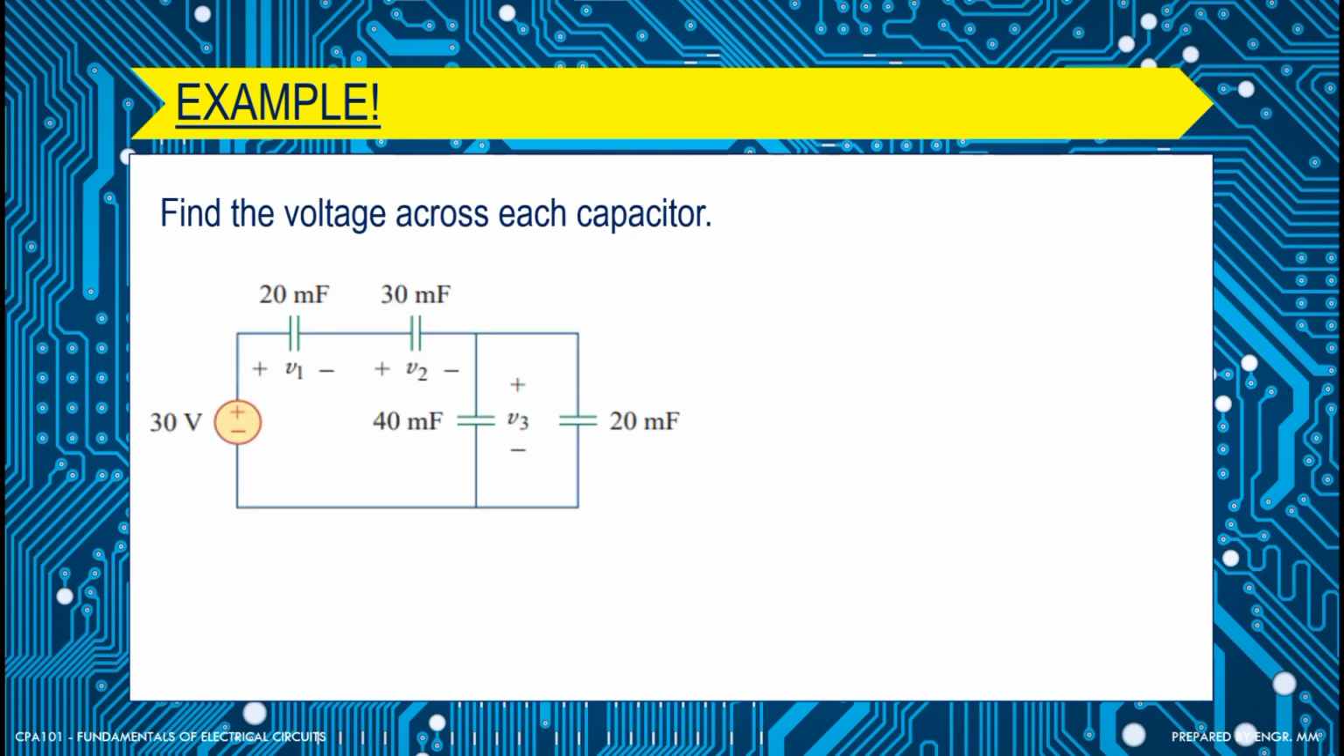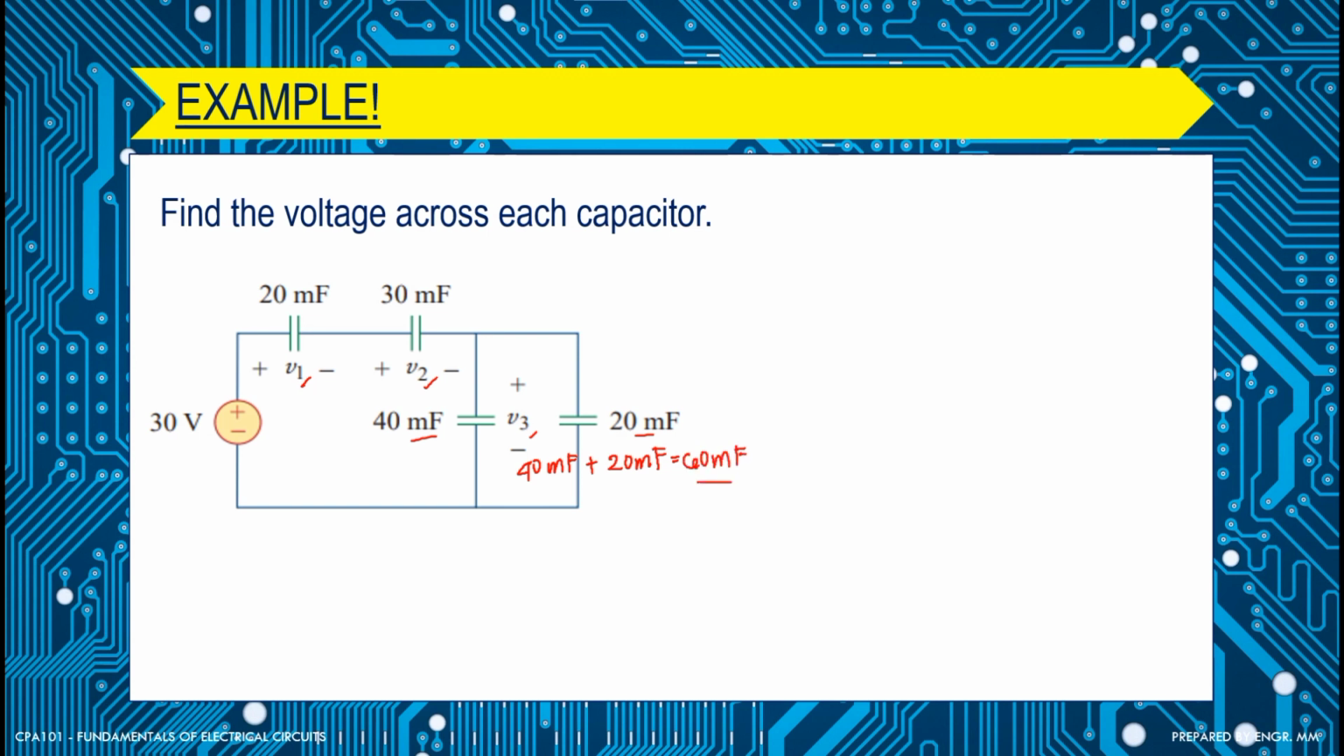So another example, find the voltage across each capacitor. So we will find the value of V1, V2, and V3 here. But before that, let us first find equivalent capacitance. So 40 millifarad and 20 millifarad is in parallel. So this is just summation. So 40 millifarad plus 20 millifarad is equal to 60 millifarad.